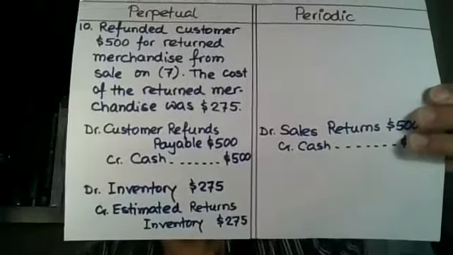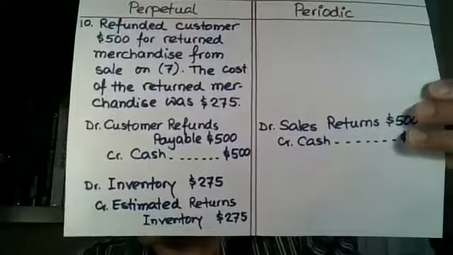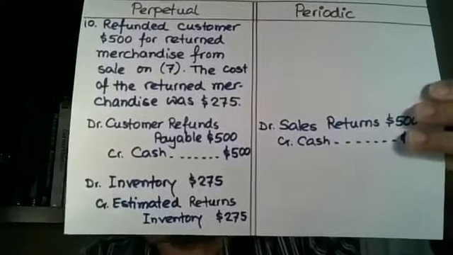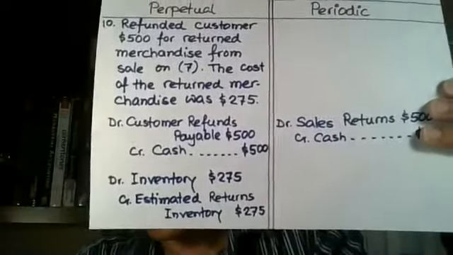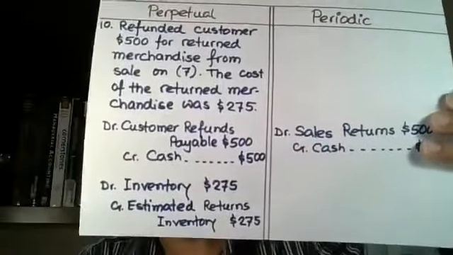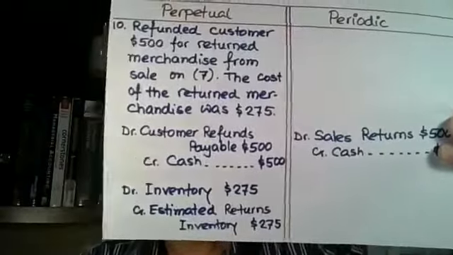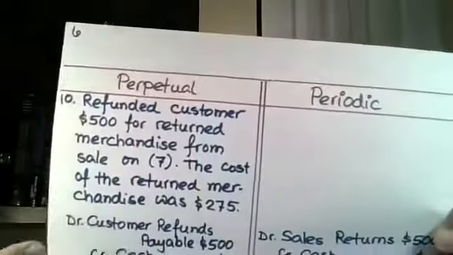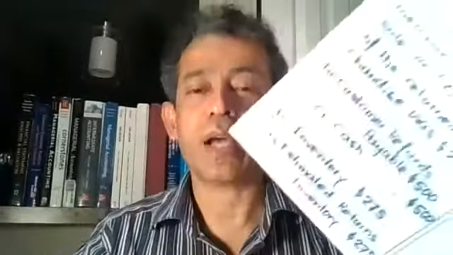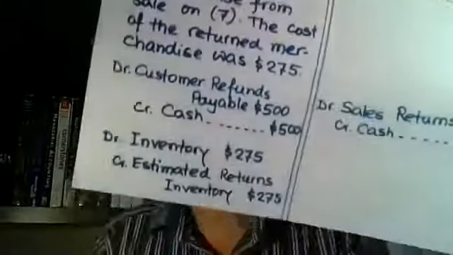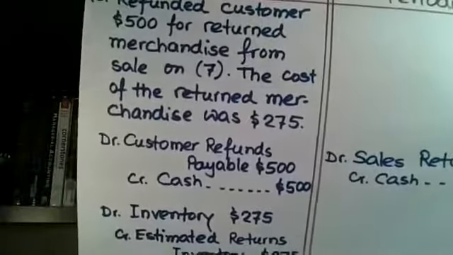The $500 cash is going out, so cash credit, I think, is simple. Inventory debit is also simple, easier to remember. But this debit, the customer refunds payable, is like paying off a liability. So that's debited. And wait until we get to the adjusting journal entries, you're going to see how the customer refunds payable originates.